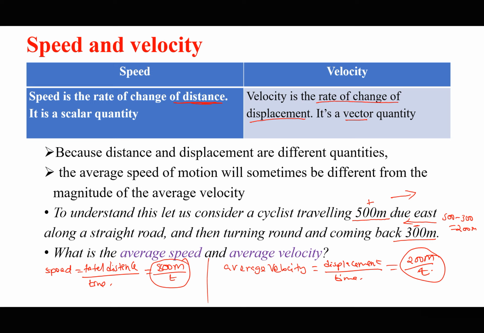Whenever there is a change in direction, the velocity and the speed will not be the same because the distance and the displacement are not going to be the same. Whenever there is no change in direction, the velocity and the speed will be the same because the distance and the displacement are the same. That is very, very important.